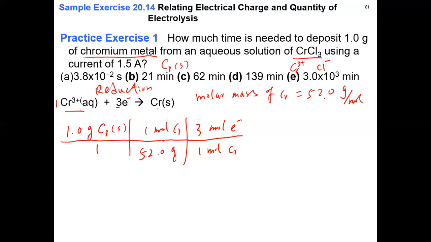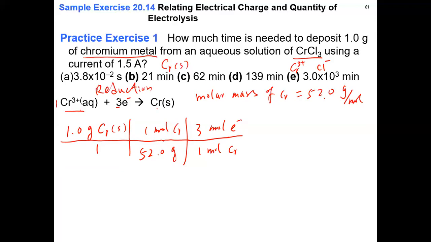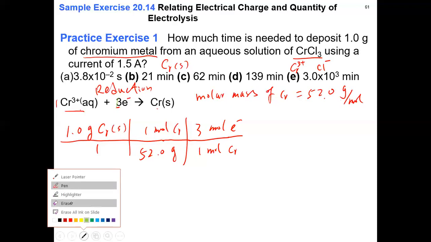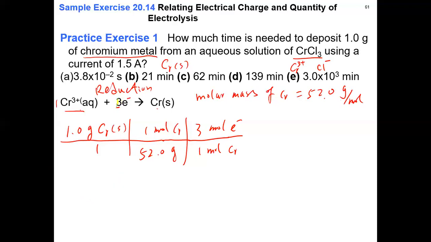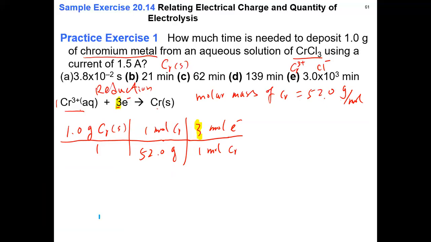So just a quick review: where do you get those 3, and where do you get this 1? The 3 comes from this coefficient, which is for electrons, so therefore here. And the other one is this one here.